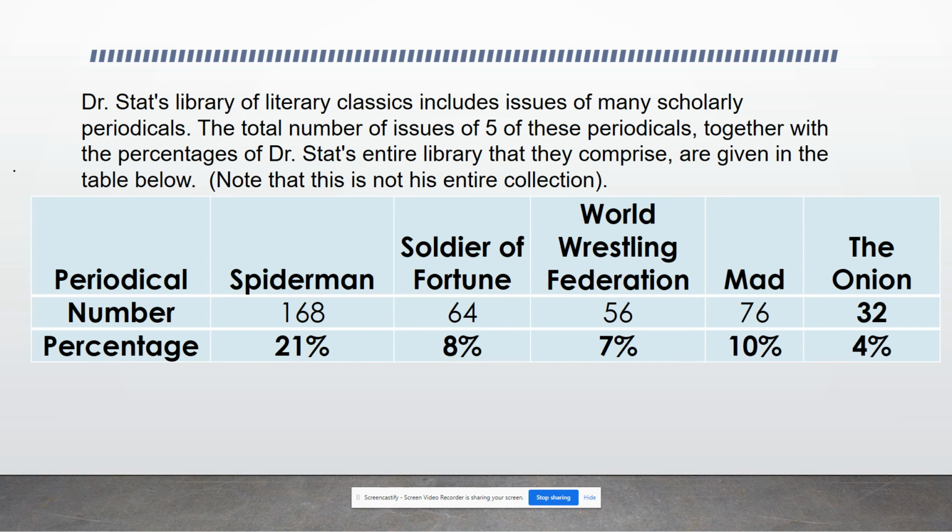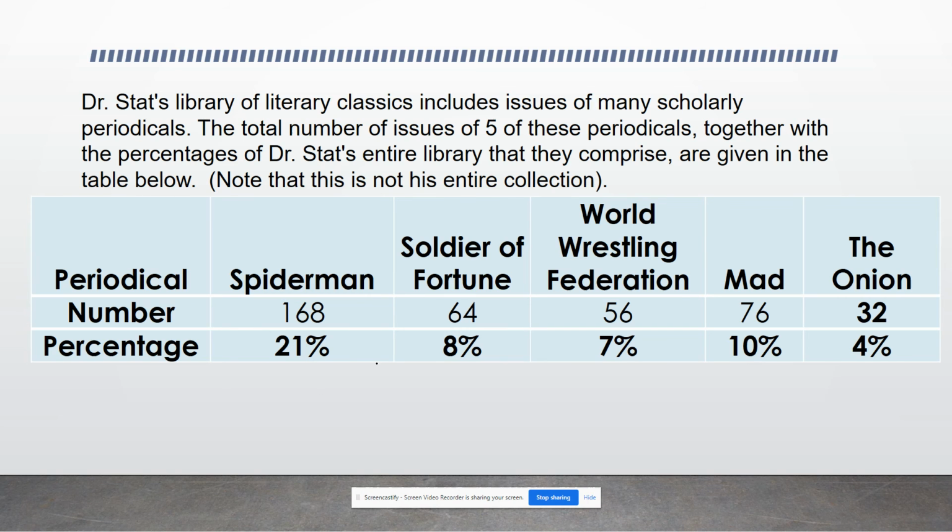Okay, next problem. Dr. Stat's library of literary classics includes issues of many scholarly periodicals. The total number of issues of these 5 periodicals, together with their percentages of Dr. Stat's entire library that they combine, are given in the table below. Note, this is not his entire collection. Okay, so are all of these percentages correct? So let's look and see what we've got.